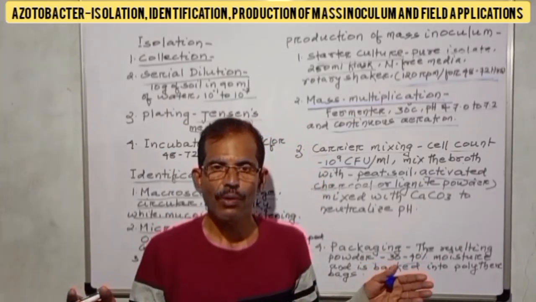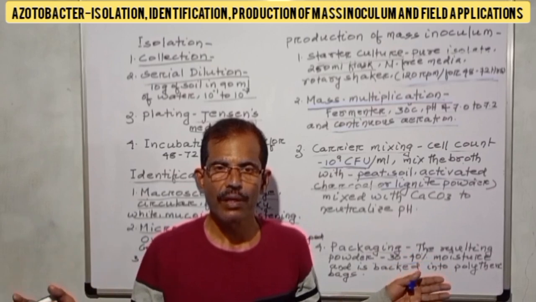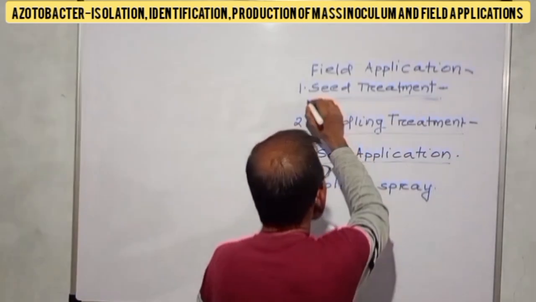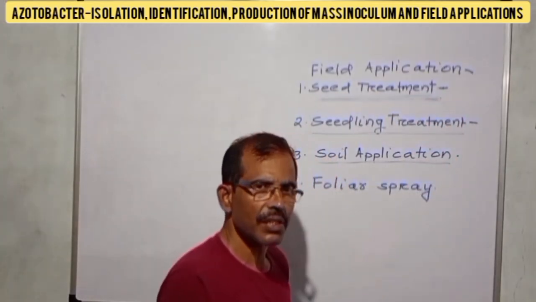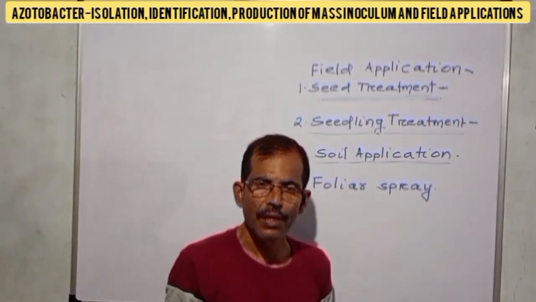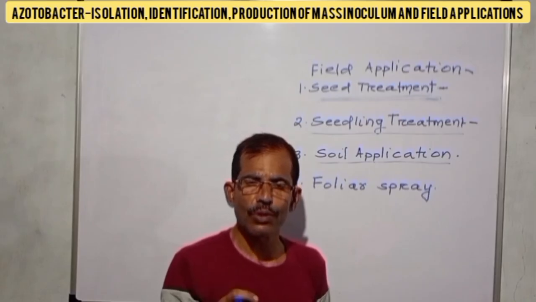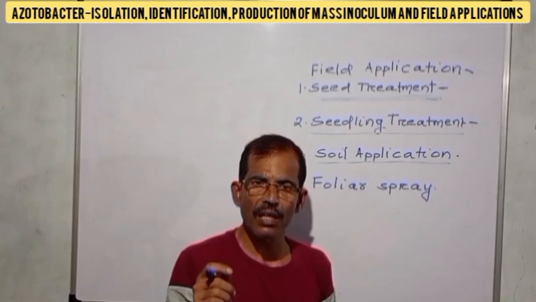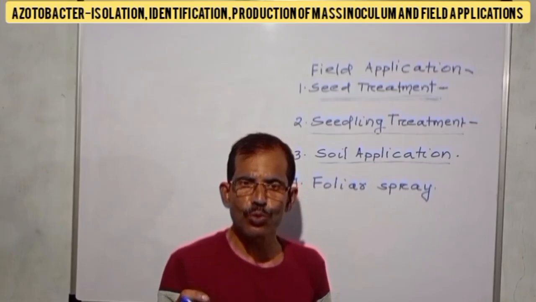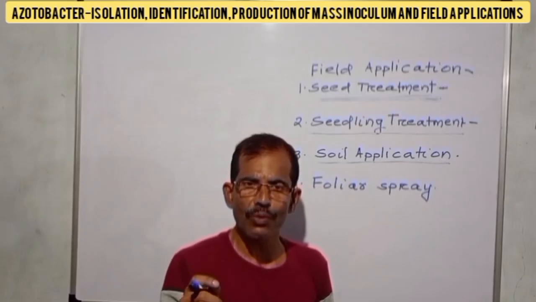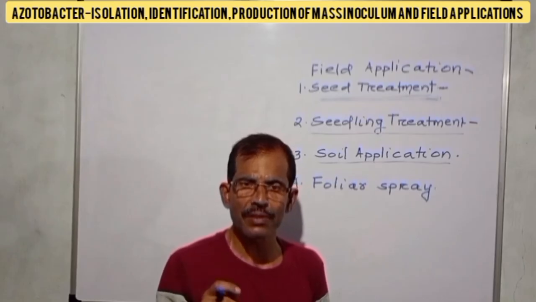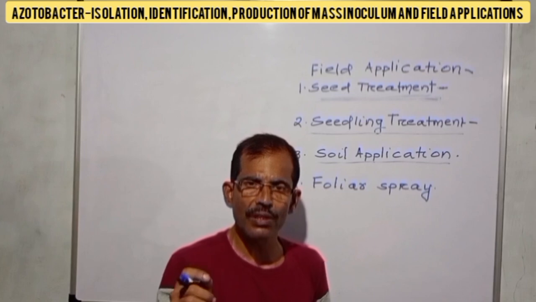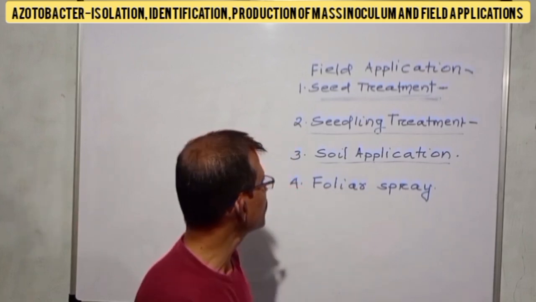The resulting powder can be applied to the field through different methods. First method is seed treatment, in which a slurry is prepared by mixing a suitable amount of azotobacter with water while adding a binder such as jaggery. Seeds to be sown are uniformly coated with the slurry for few minutes, air dried under the shade, and are then sown in the field within 24 hours.